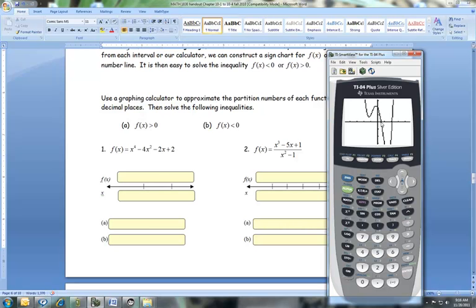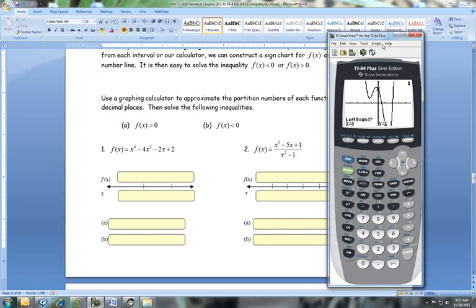Me being a creature of habit, I always do the left and then anything after that. So I have to hit second trace for the calc menu, and there's the word 0. Now some of you might have learned how to do it by using cursors, but I choose values. It's a little bit faster. So it asks me for a left bound to the left of what I want. I want that 0. So it's to the left, so I will use that.